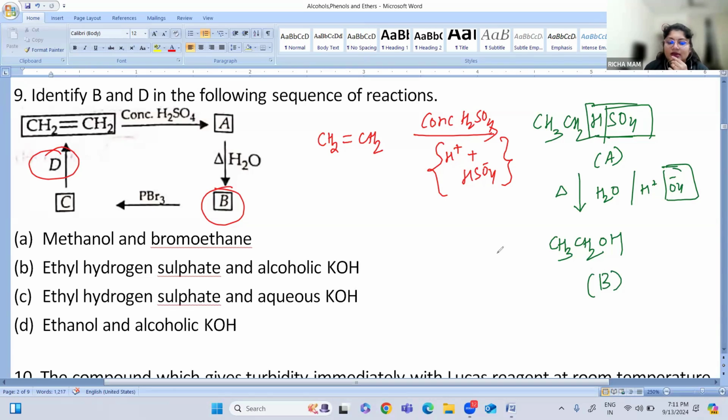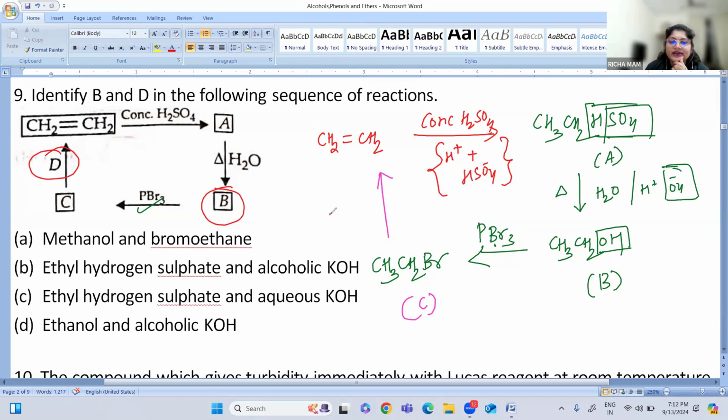Now this B is further treated with phosphorus tribromide. What is your leaving group here? Br. Br is a good leaving group, so your OH is substituted by Br. You get CH3CH2Br, that is your ethyl bromide. Now this is C.